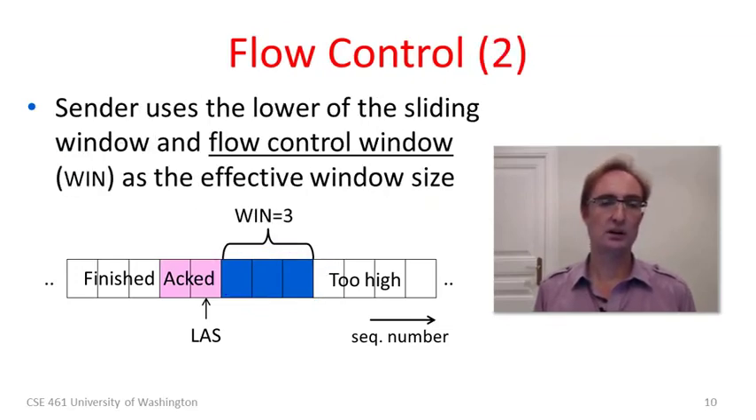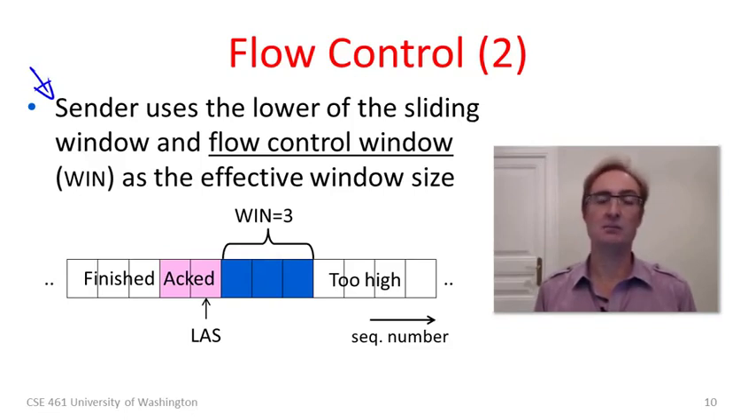So all we'll do with our flow control protocol is simply send that information back. As well as the acknowledgement, we'll send this win information, the flow control window. The sender will then use the lower, the smaller size of the actual sliding window W and the flow control window win. And it will pretend that the effective size of the sliding window is this size. Either of these factors could be the limiting factor.